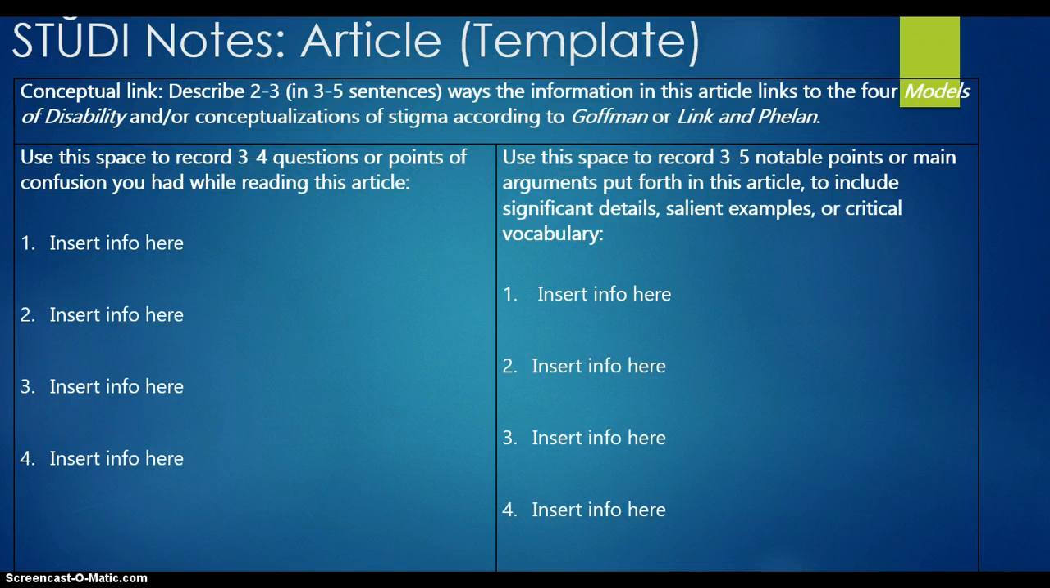In this case, it's the models of disability and or conceptualizations of stigma according to Goffman and or Link and Phelan. You're asked to make these linkages so that you can see how these foundational concepts appear repeatedly across the different readings in this course.